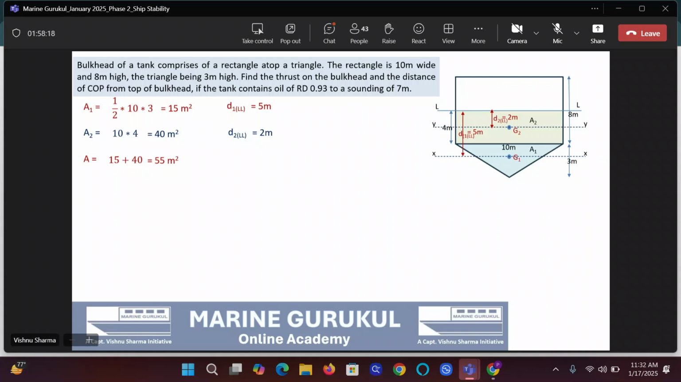Samir, what is the distance of the geometric center of a triangle from the base? Sir, 1 by 3 into h. H. So why are you saying half?